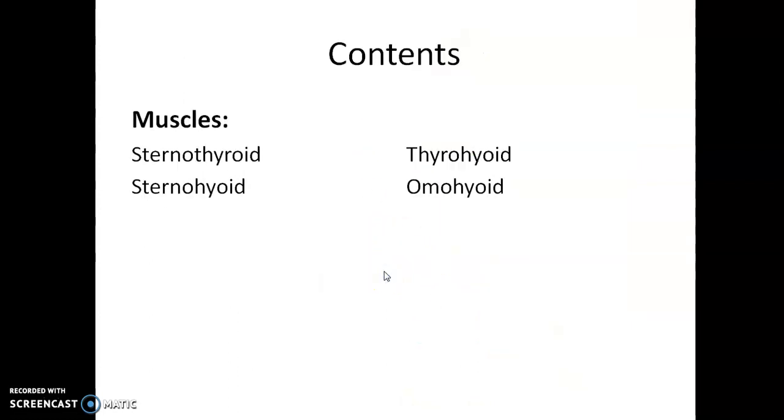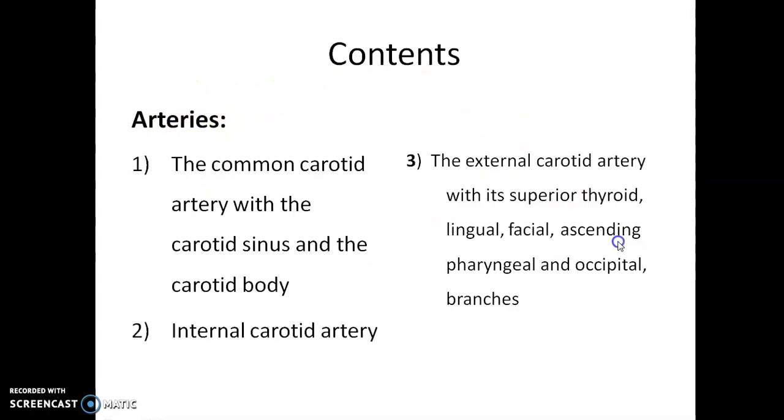Coming to the contents of the anterior triangle. The contents can be divided into muscles, vessels, nerves and other structures. Muscles are mainly the infrahyoid group of muscles which are there in the muscular triangle. They are sternothyroid from sternum to thyroid cartilage, sternohyoid from sternum to hyoid bone, thyrohyoid from thyroid cartilage to hyoid bone, omohyoid, that is the superior belly of omohyoid, which is going towards the hyoid bone coming from the shoulder. These muscles, all of them are below the hyoid bone, so we can group them as infrahyoid muscles.